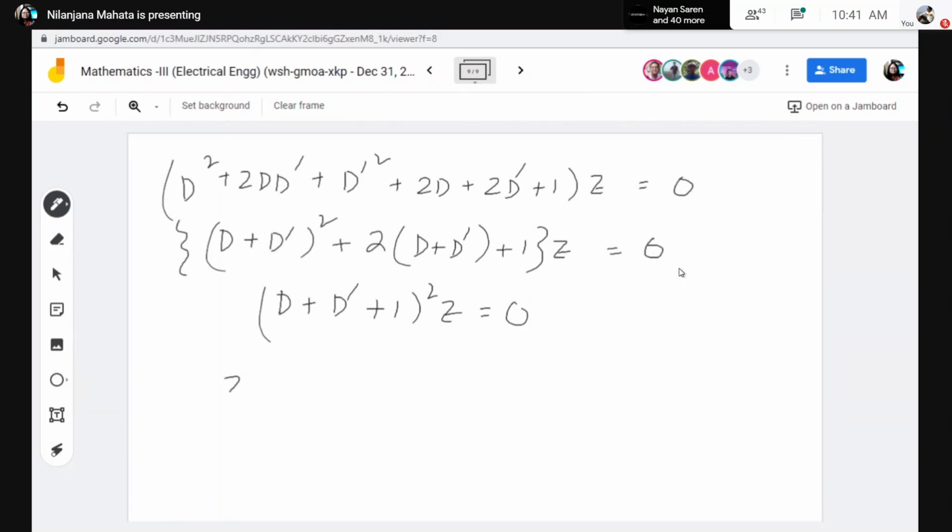z is equal to e to the power c is minus x c by a, and this will be the sum of 1 is phi 1 (y minus x), and another will be multiplied by phi 2 (y minus x).